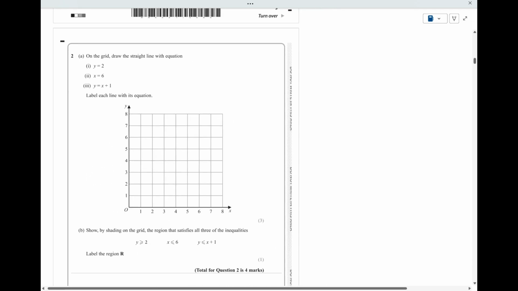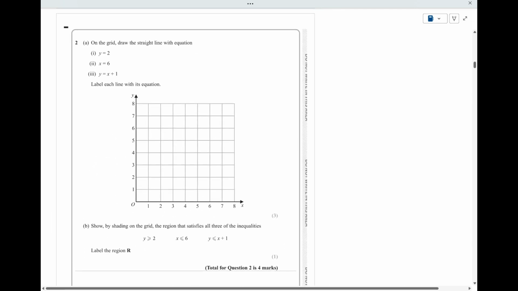Question 2. Now it's asking me to draw some straight lines and then do some shading. So this is representing inequalities on a grid, isn't it? It's linear programming, it's called. Let's have a look. On the grid, draw the straight line with the equation y equals 2. Well, that's the line that crosses the y-axis at 2.